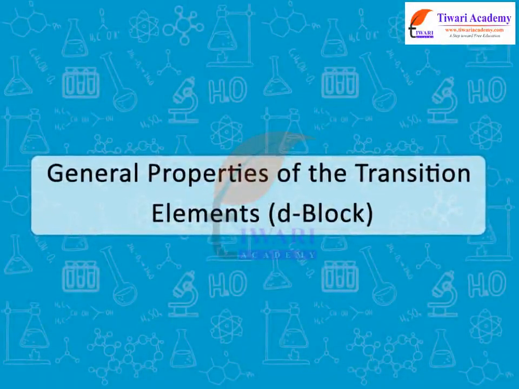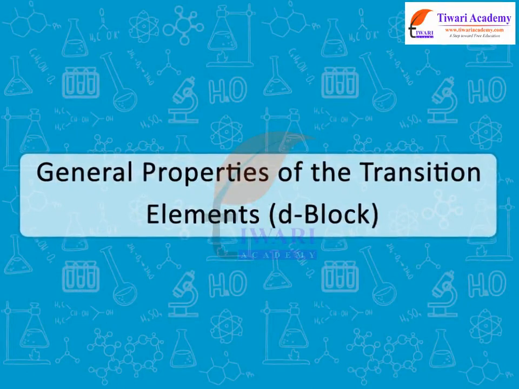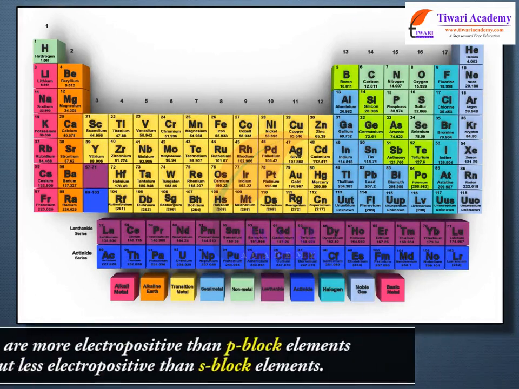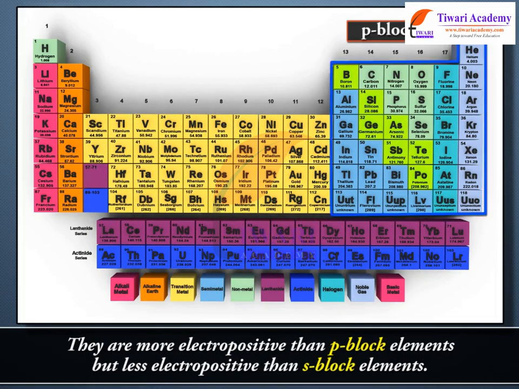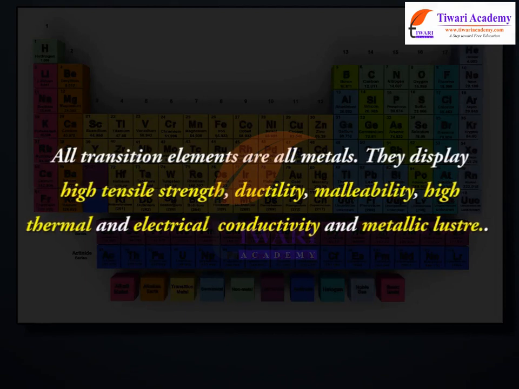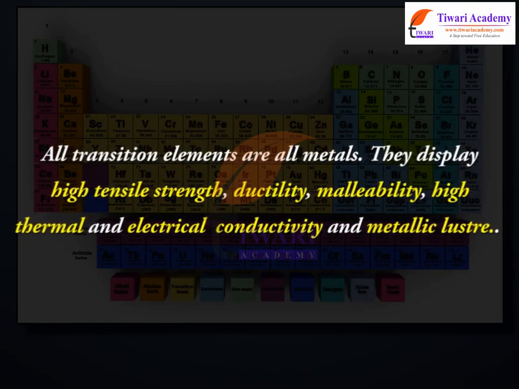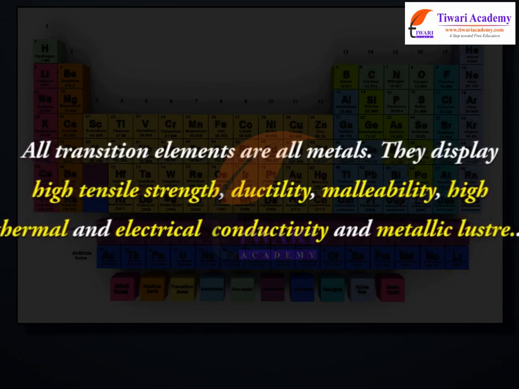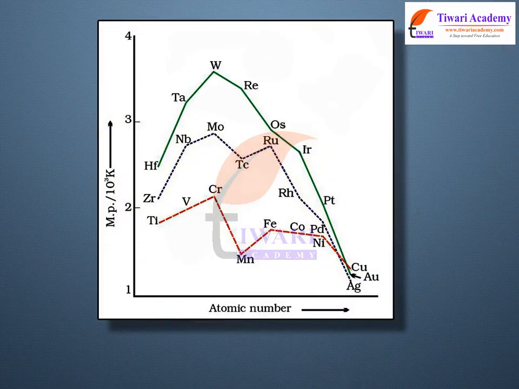General properties of the transition elements, D block. Their properties are intermediate between S block elements and P block elements. They are more electropositive than P block elements but less electropositive than S block elements. All transition elements are metals. They display high tensile strength, ductility, malleability, high thermal and electrical conductivity, and metallic luster.